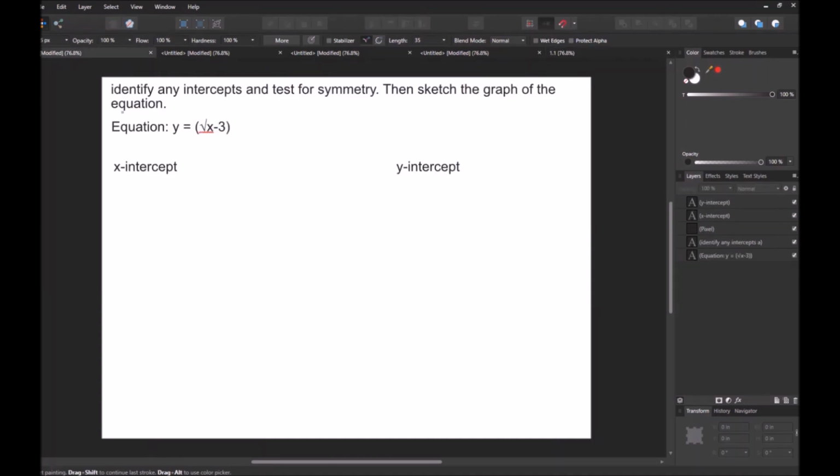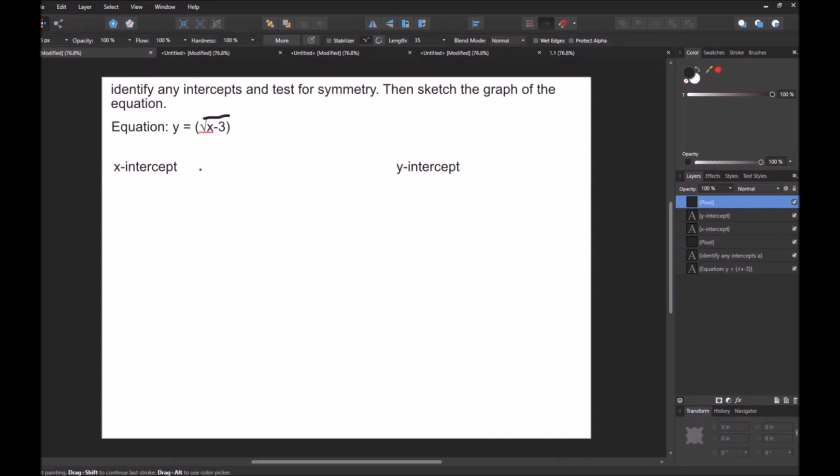Okay, so in this question we are asked once again to identify any intercepts and test for symmetry, and then sketch the graph of the equation. And the equation we're given is y equals the square root of (x minus 3). I put that in parentheses so you would know that the square root is going over both the x and the minus 3. So it's like that. So let's start out by finding the intercepts, because that's just the first part of the question.